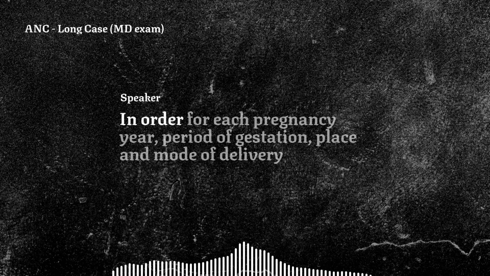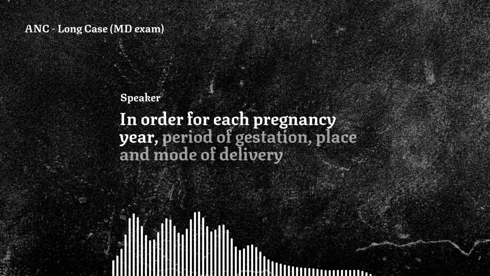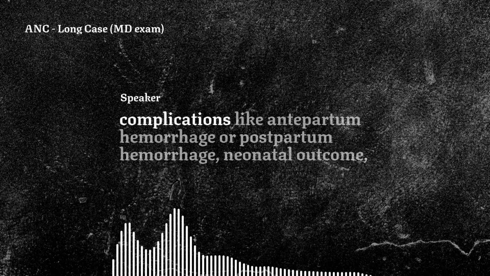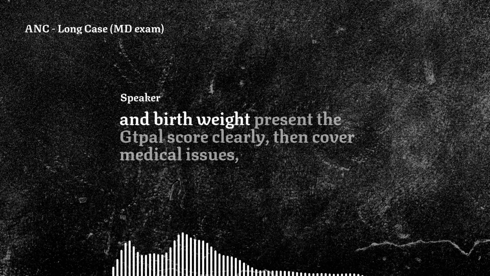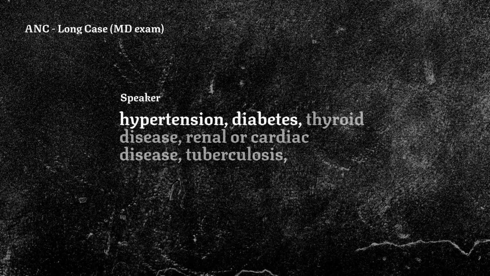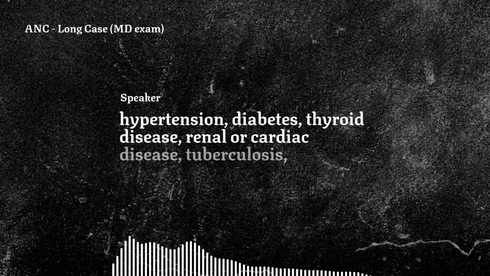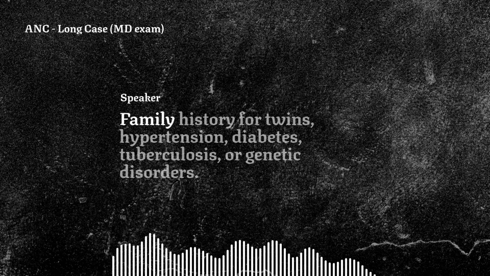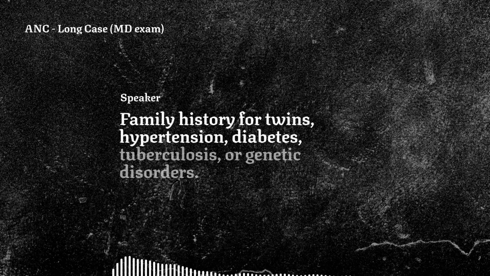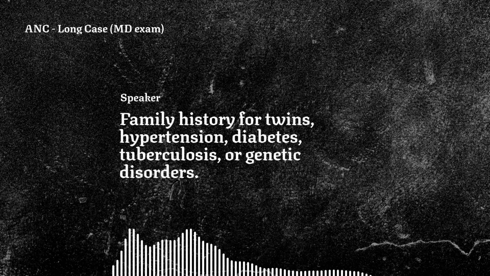And the past obstetric history, how detailed should it be? One by one in order. For each pregnancy, year, period of gestation, place and mode of delivery, complications like antepartum hemorrhage or postpartum hemorrhage, neonatal outcome and birth weight. Present the GTPAL score clearly. Then cover medical issues: hypertension, diabetes, thyroid disease, renal or cardiac disease, tuberculosis, epilepsy, or surgery such as prior cesarean. Family history for twins, hypertension, diabetes, tuberculosis or genetic disorders.